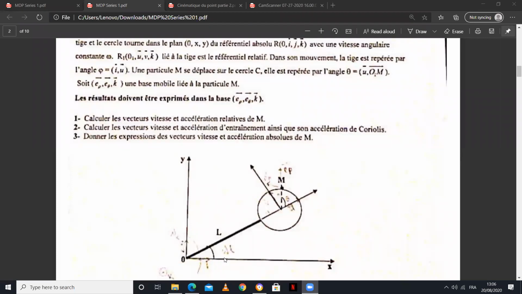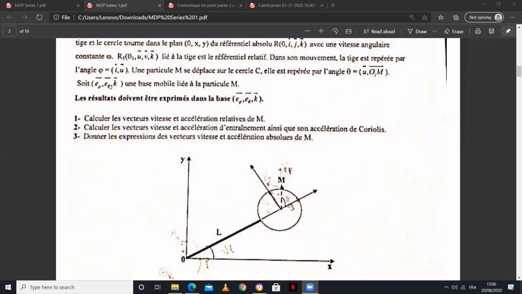Une particule M se déplace sur le cercle C. So the particle M is found on the circle. As you can see, this M is there, it's on the circle. So it's moving on the circle like that. Elle est repérée par l'angle theta égale (U, O1M). So theta is the angle there, between U and O1M. O1 is there and M is there. So as M is moving like that, it's moving with an angle theta there.